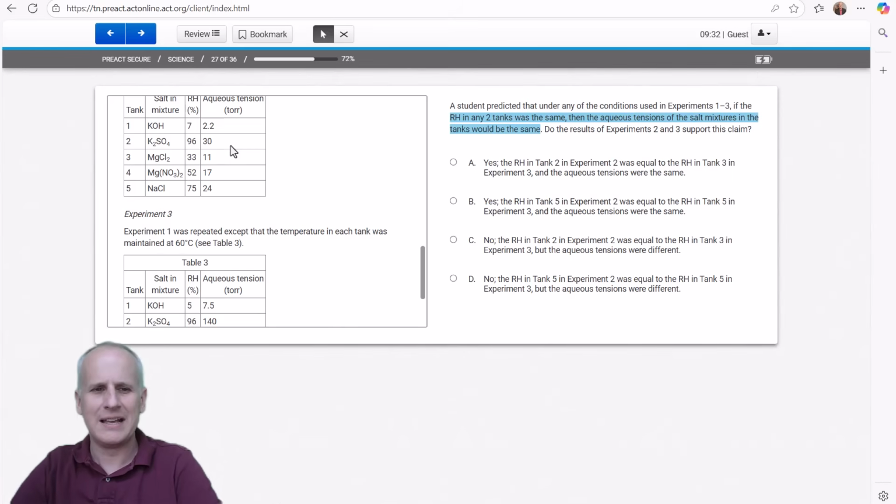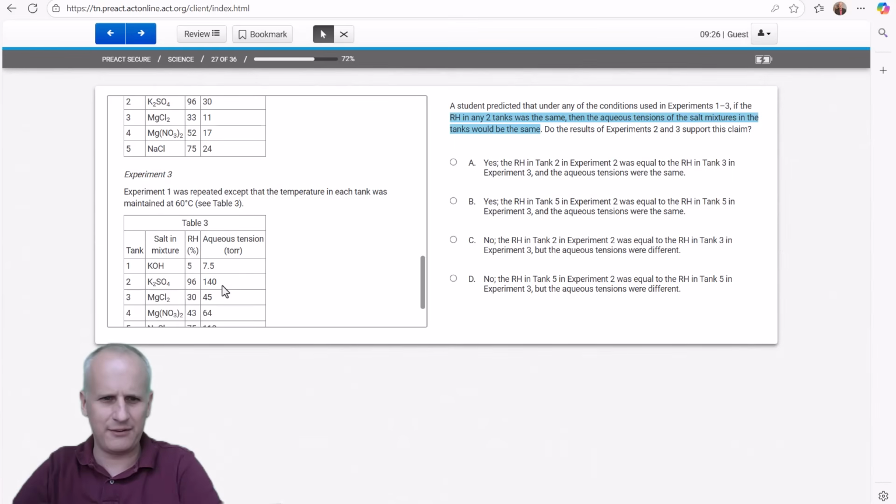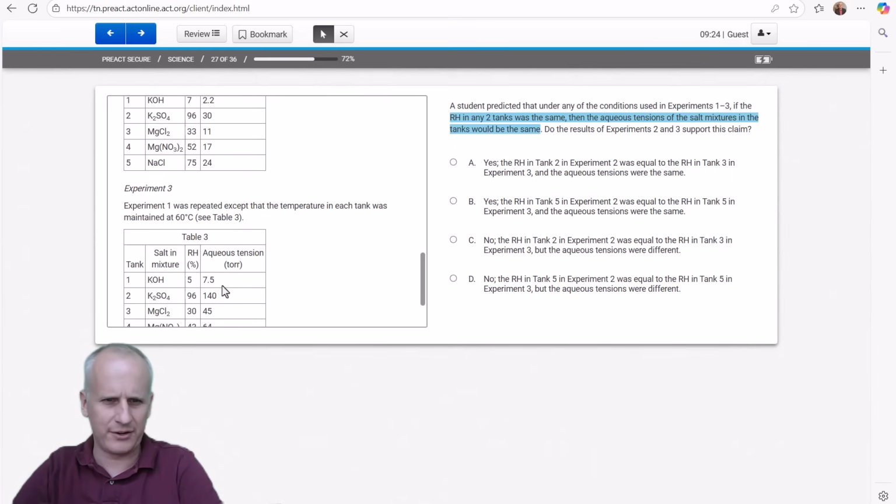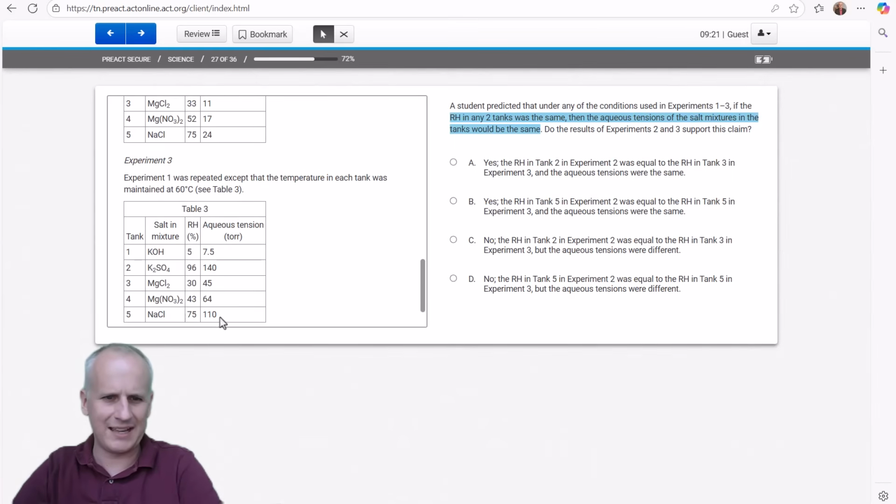But the aqueous tension is not the same at all. So we've definitely got a big gap there. And then if we're looking at another 75, again, it's a big difference between NaCl at 24 versus 110. So if we're looking at our correct answer, we can eliminate the yeses.